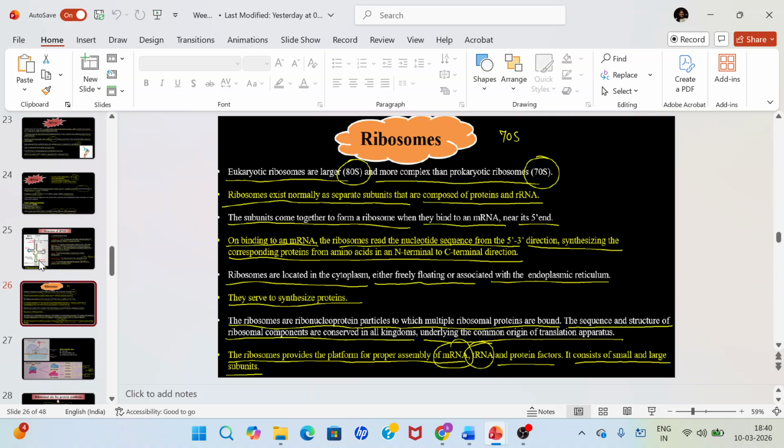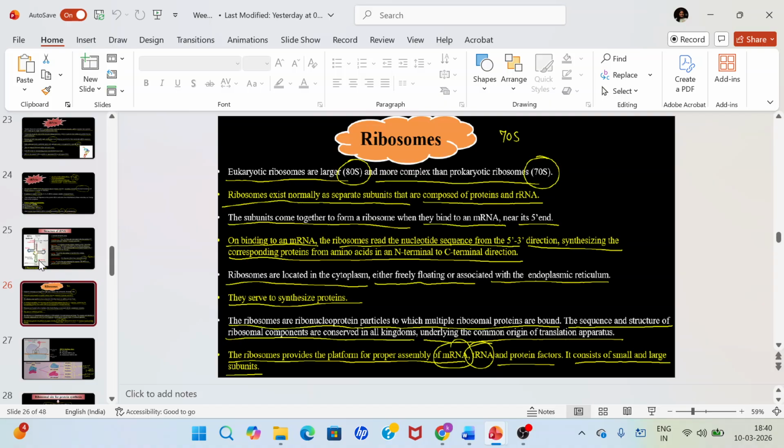Ribosomes. Eukaryotic ribosomes are larger and more complex than prokaryotic ribosomes, which are 70S type. Ribosomes exist normally as separate subunits that are composed of proteins and rRNA. The subunits come together to form a ribosome when they bind to an mRNA near its 5' end. On binding to an mRNA, the ribosome reads the nucleotide sequence from 5' to 3'.